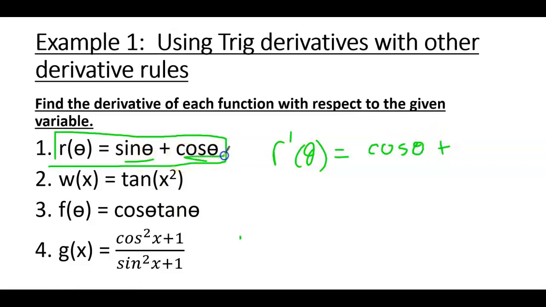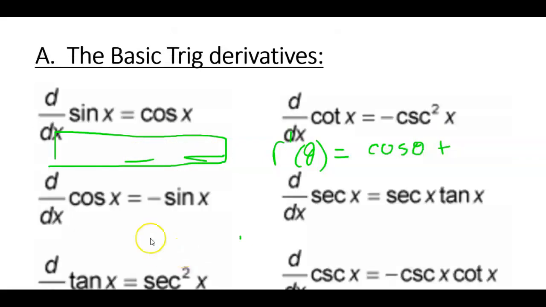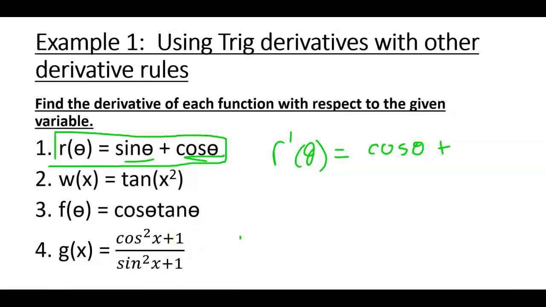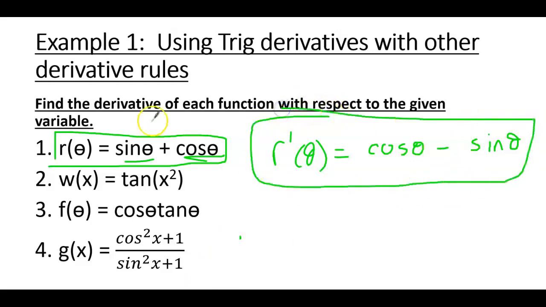Plus, now we do the derivative of cosine. What is it? Let's flip back. Derivative of cosine is negative sine. So now I'm going to put a negative sign there. And to write it in simplest form, we don't really need to write plus a negative. So what we'll do is we'll just put minus in between them. And there's the derivative of r. So the sum and difference rule, just take the derivative of each piece and you're good to go.